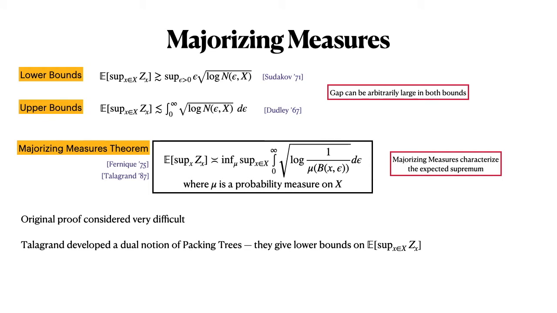And since this theorem is very, very important, over the years many simpler and different proofs have been found, mostly by Talagrand but also by other people. And in this talk we will also give yet another proof of this theorem that we will see pretty soon. So before we do that, it will be very helpful to look at what packing trees are and why they give a lower bound on expected supremum.